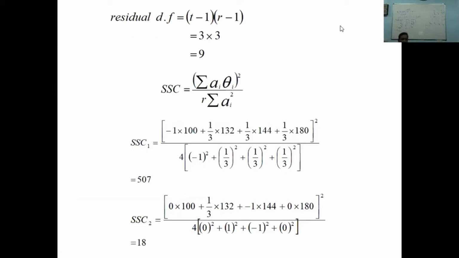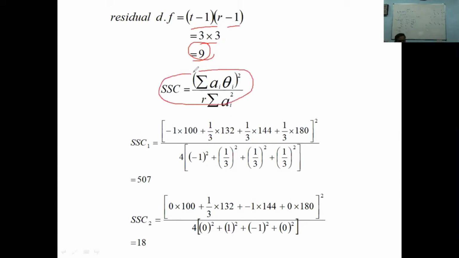Right. Now, most important is how to calculate the contrast. Residual degrees of freedom: it is an RCBD, so T into R minus 1, or T into B minus 1. So that is 3 into 3. 9 is the residual degrees of freedom.